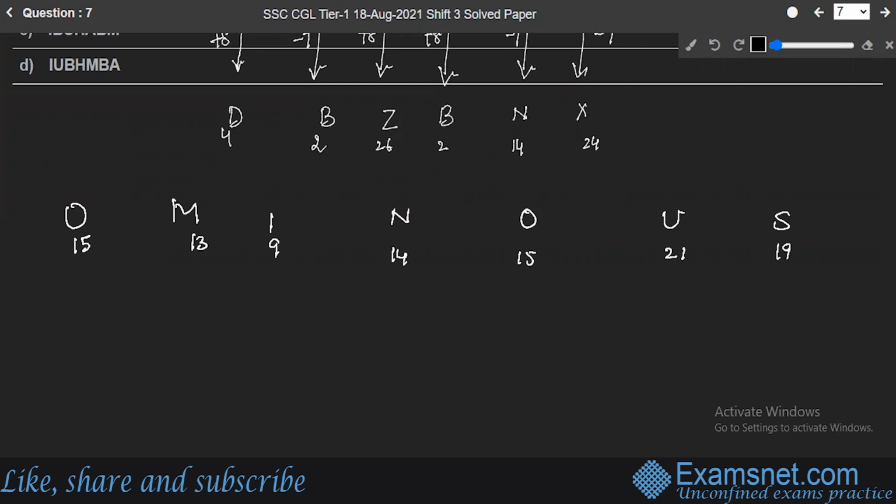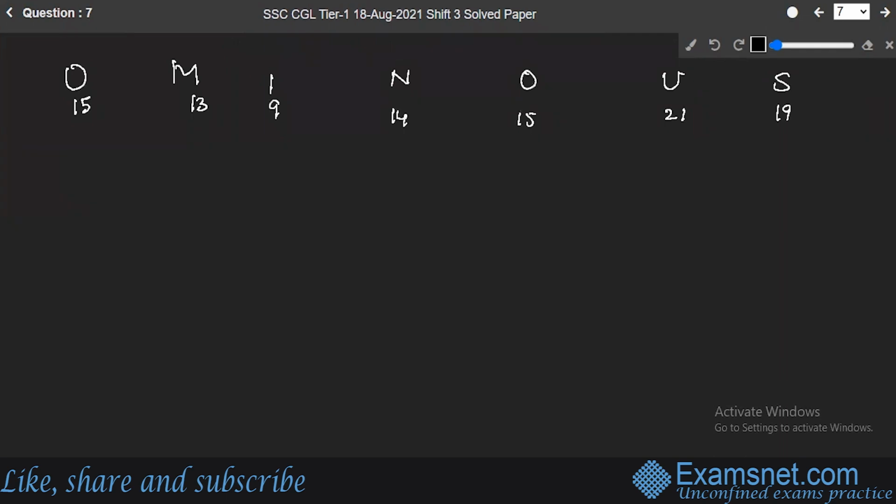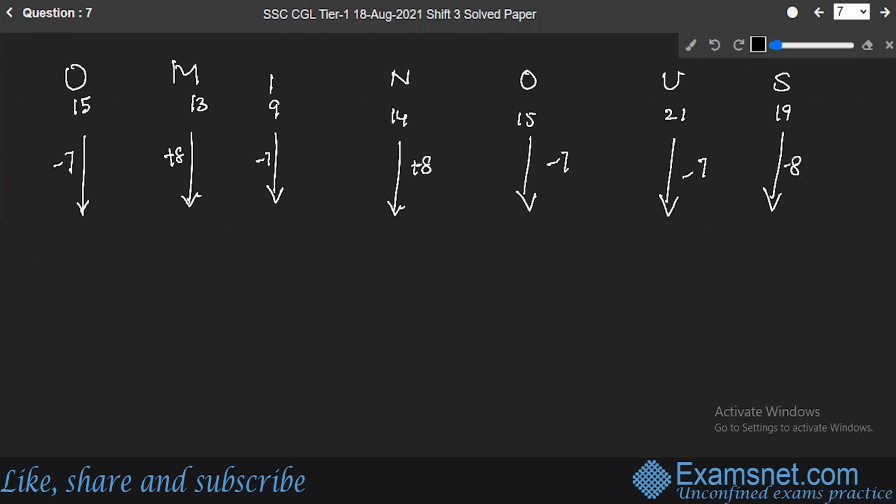Right. So first of all, O is a vowel. I'll subtract 7 from this. And over here, M is a consonant. I'll add an 8, subtract 7. Over N is a consonant. I'll add 8, subtract 7, and add an 8 over here. After subtracting 7 from here, I get 8. 8 position is occupied by H. 13 plus 8 gives you 21. 21 position is had by U.